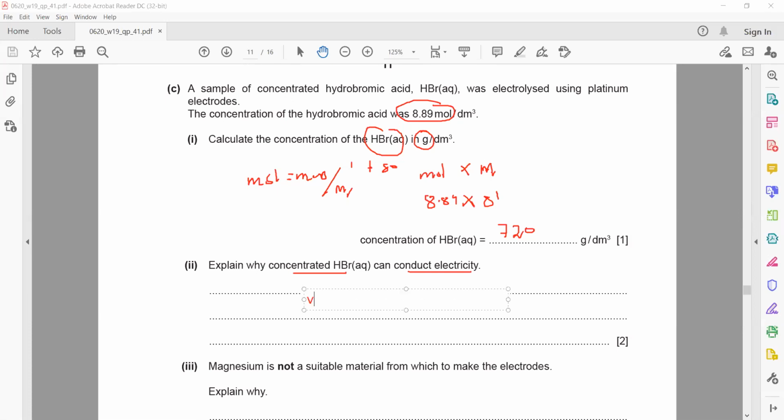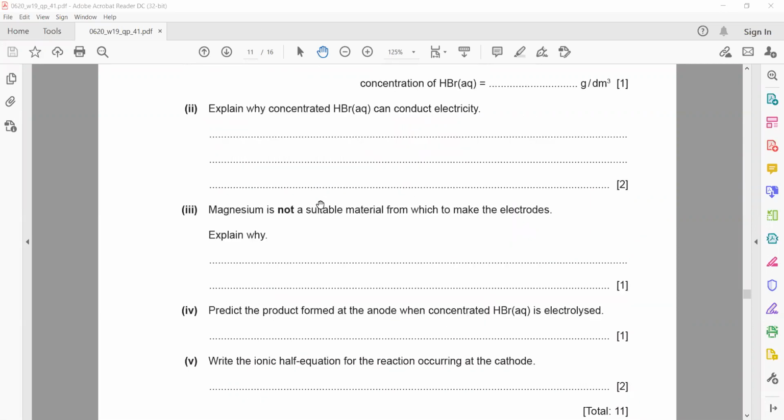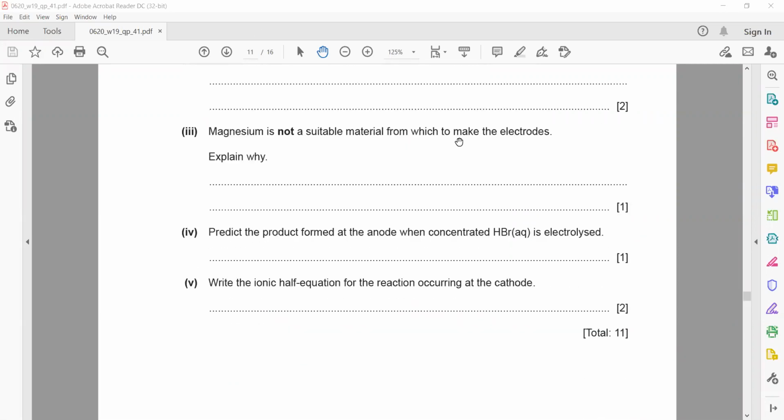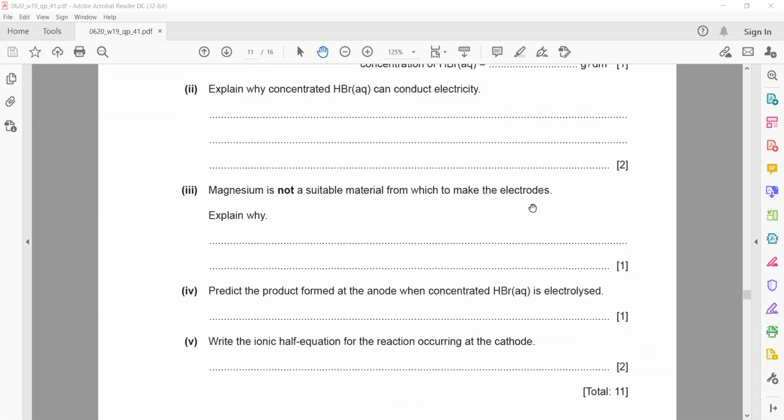Magnesium is not a suitable material from which to make an electrode. What is the reason why we cannot use a magnesium electrode for electrolysis? Because it is a reactive metal, it is not inert. Reactive metals cannot be used, otherwise they will react by themselves with the electrolyte instead of undergoing electrolysis.